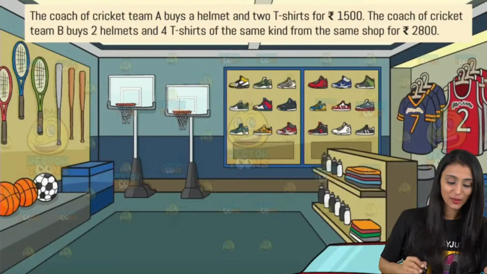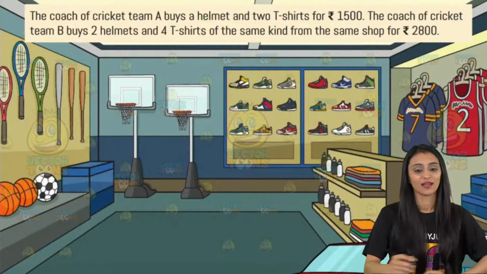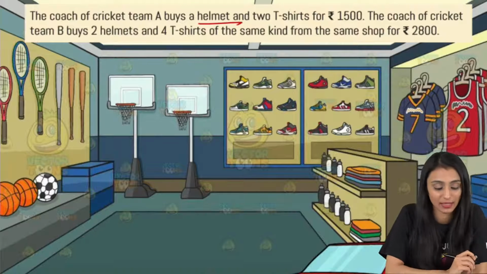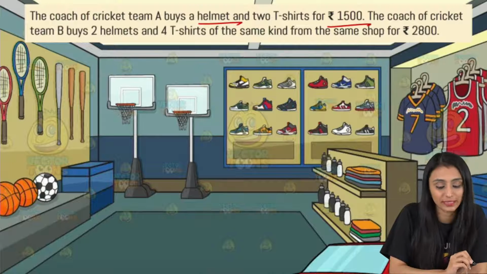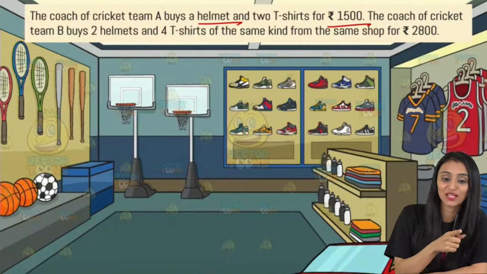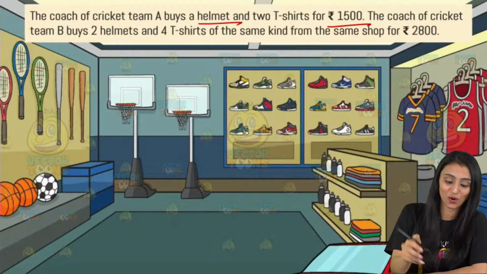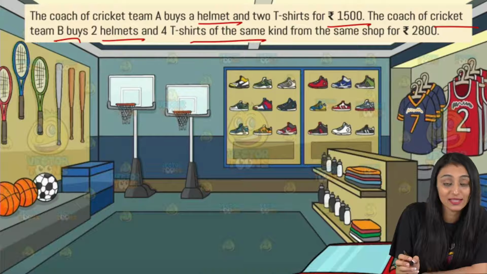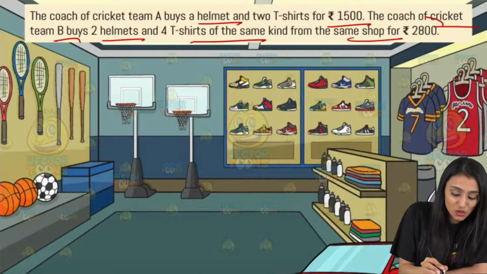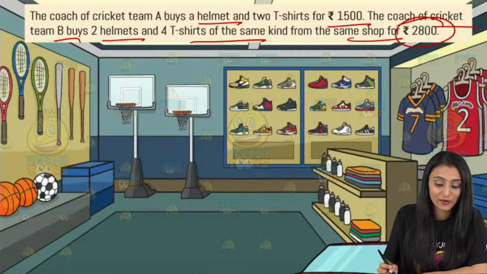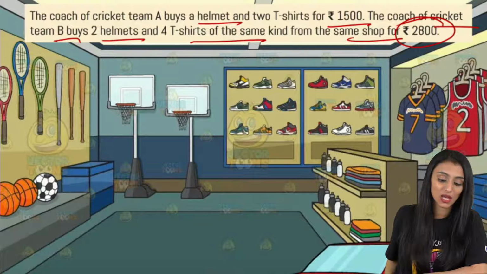All right. Now let's try out another question. The coach of cricket team A buys a helmet and 2 t-shirts for rupees 1500. You have to frame an equation. I'll not tell you this. First you make the equation, then I'll help you out in case you give me the wrong one. The coach of cricket team B buys 2 helmets and 4 t-shirts of the same kind from the same shop for rupees 2800. Right? First, I want you to frame the equations.